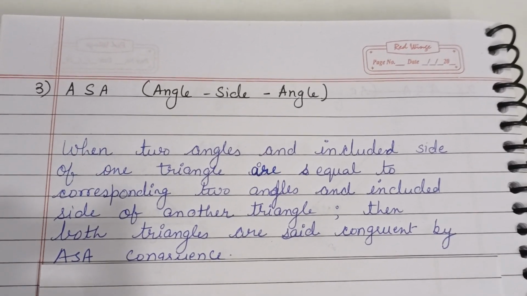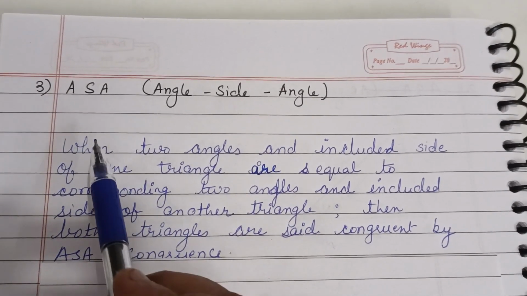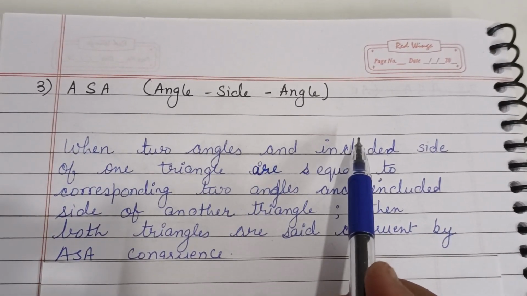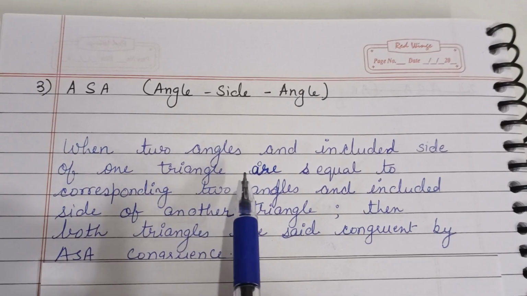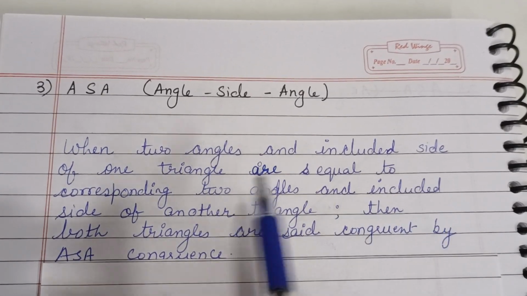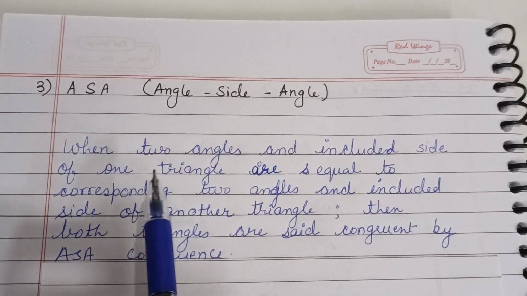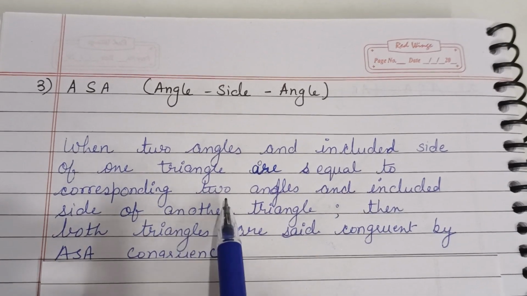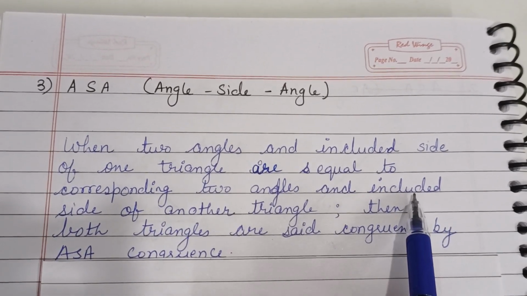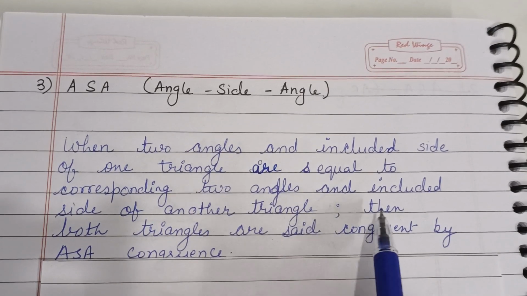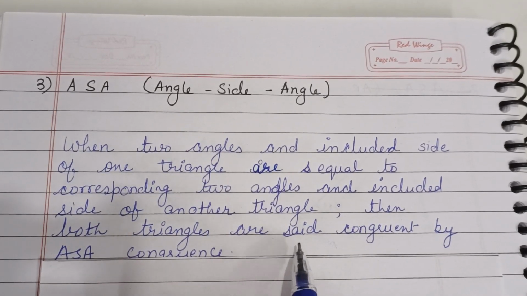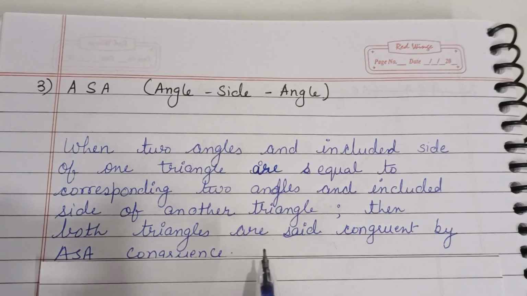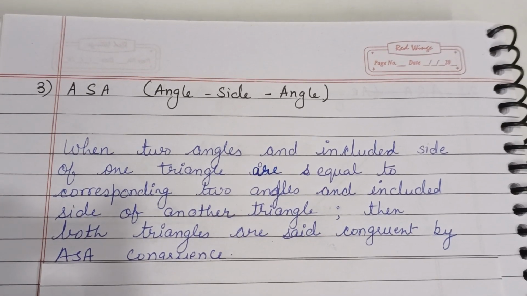Now I am going to talk about the third type of congruence, that is angle side angle congruence. Whenever we take two angles and the included side of one triangle, and if they are equal to the corresponding two angles and included side of another triangle, then we can say that both the triangles are congruent by ASA congruence. Now you need to understand the meaning of included side and the two angles.